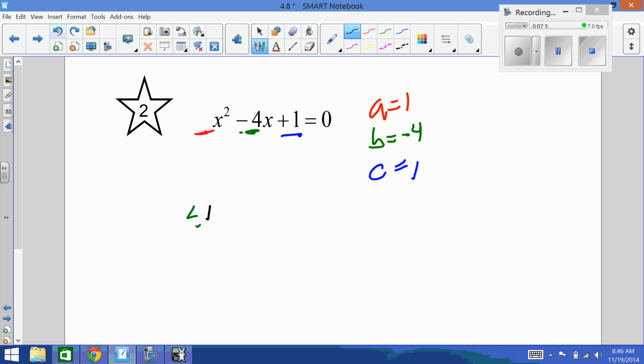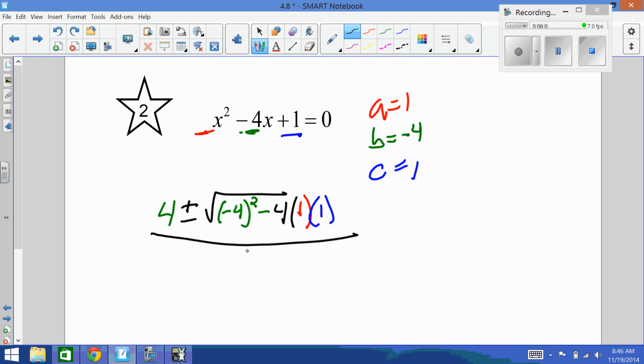All right, so we got 4 plus and minus the square root of, so that's negative 4 squared minus 4 times A, which is 1, times C, which is 1, all over 2 times A, 2 times 1 is 2. All right, now let's move on.